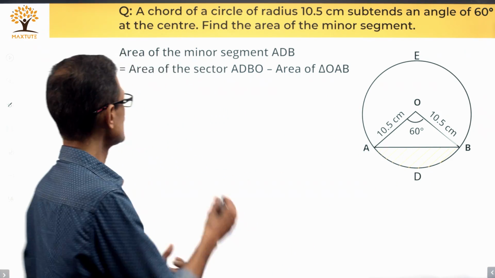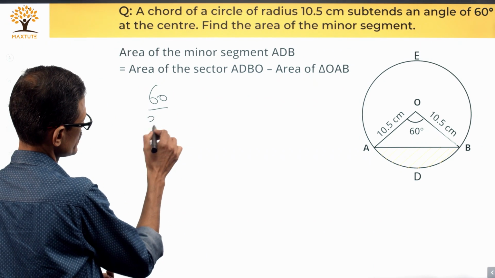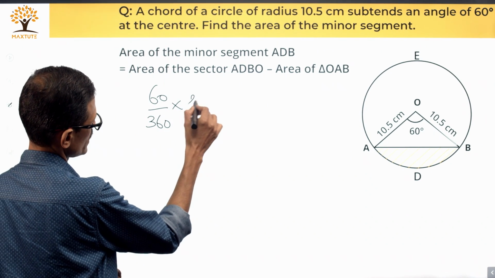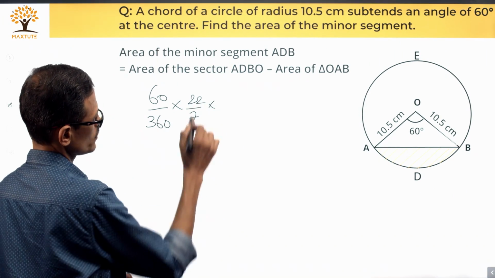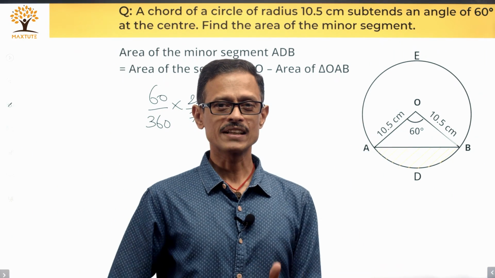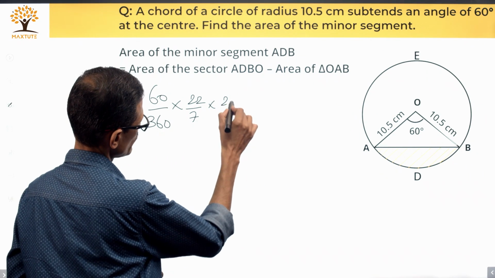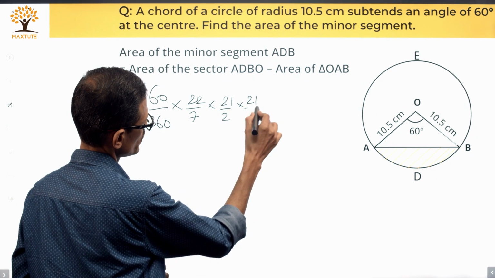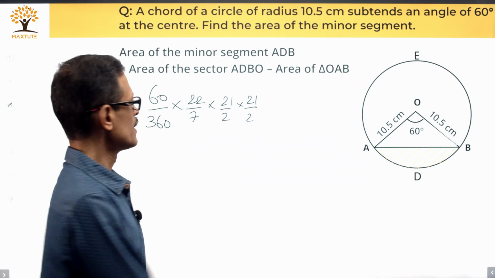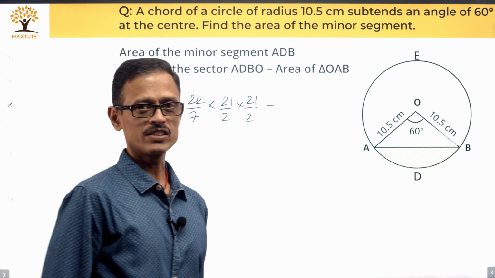So, area is equal to 60 divided by 360, theta by 360 into pi r square. 22 by 7 is pi. R square is 10.5 square. For calculation's sake, let us write it as 21 upon 2. So, R is 21 upon 2, R square is 21 upon 2 times 21 upon 2. Minus, we need to find out the area of the triangle.